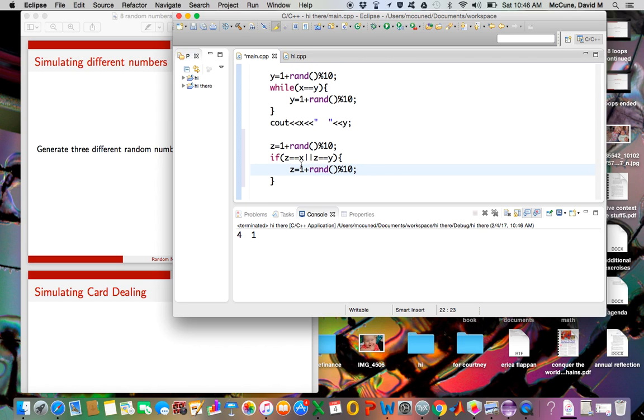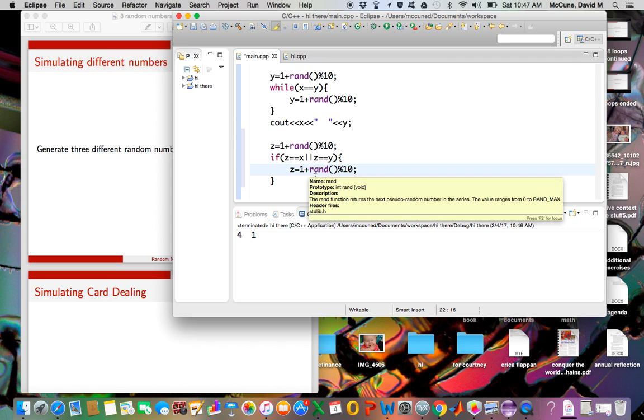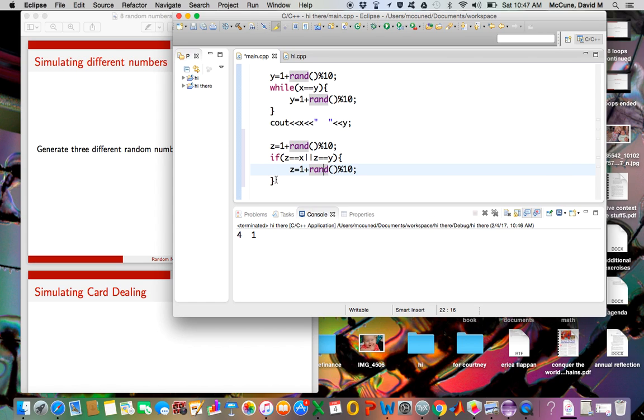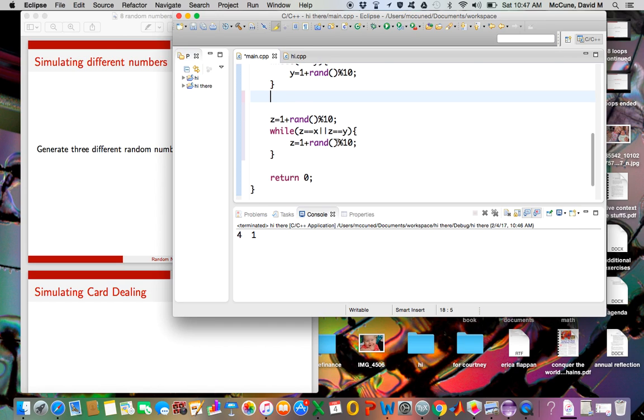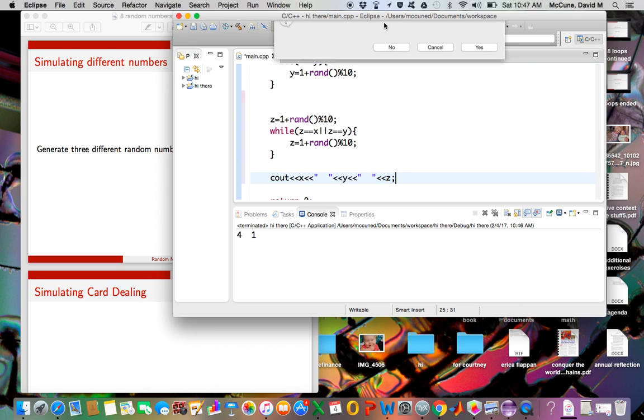But just like before, it's certainly possible that z equals x at first, right? So z equals x at first, so we go in here, and then after you re-roll z, it equals y now, or something. So it's possible you escape this if statement without actually doing what I asked you to do. So what you really mean is, hey man, as long as z is x or z is y, please keep re-choosing it. So now you can't break out of that loop until z is different from x, z is different from y. So at the end here, let me just print all 3 of them, and we will notice that they are all different.